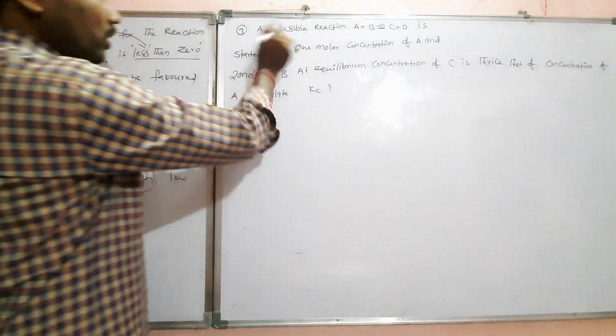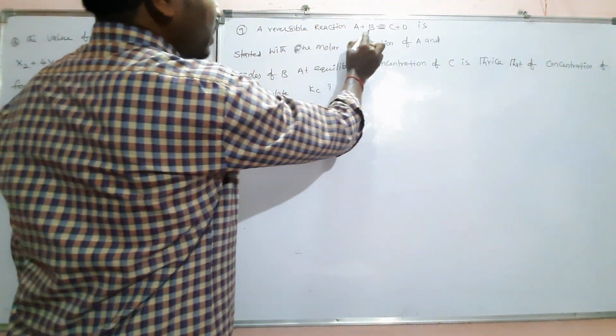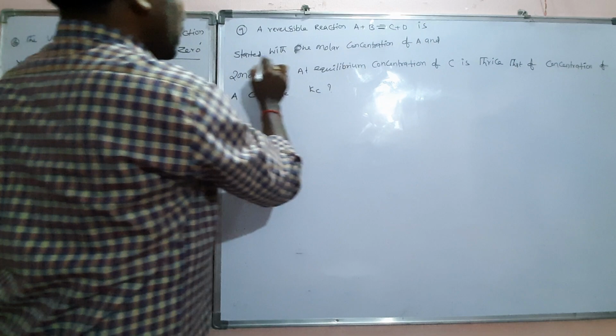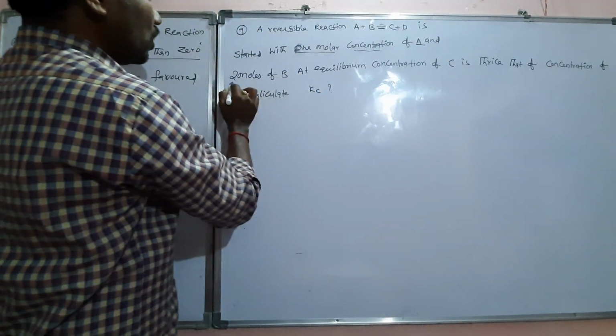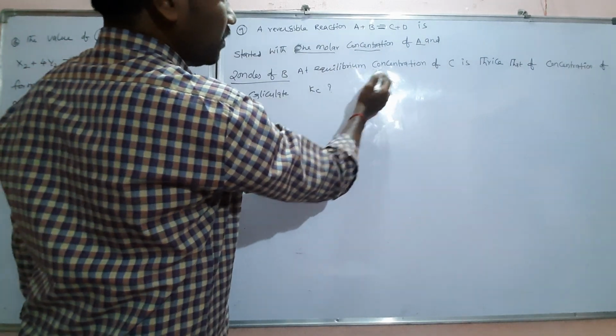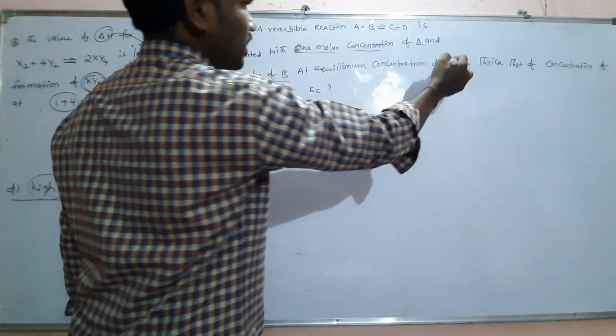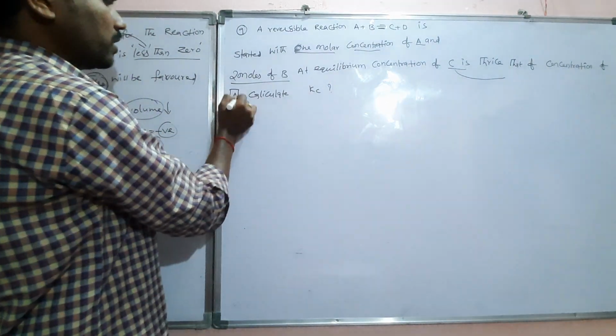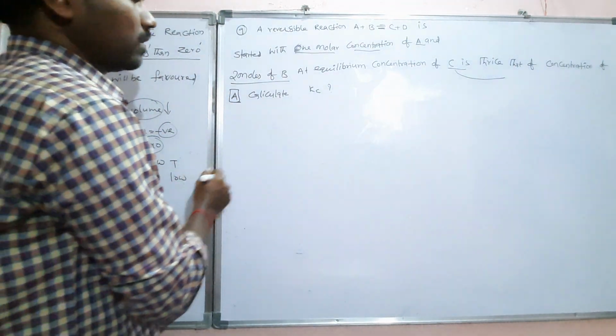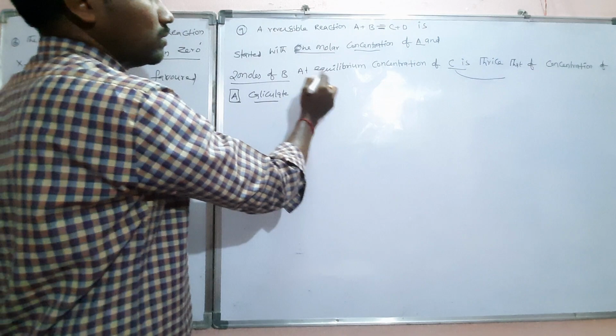Right? So next question: a reversible reaction A plus B gives C plus D is started with 1 molar concentration of A and 2 moles of B. At equilibrium, the concentration of C is thrice the concentration of A. So then calculate the Kc value, right?